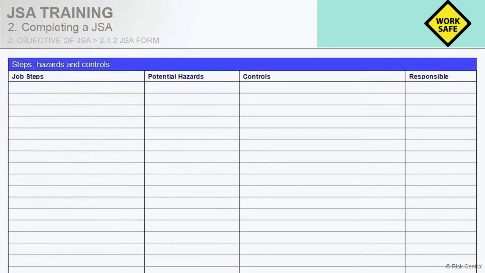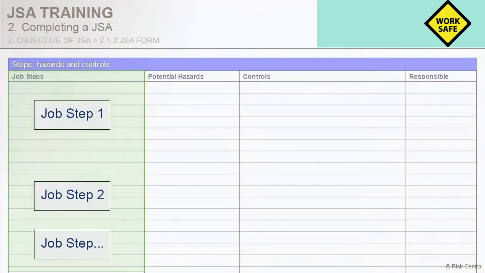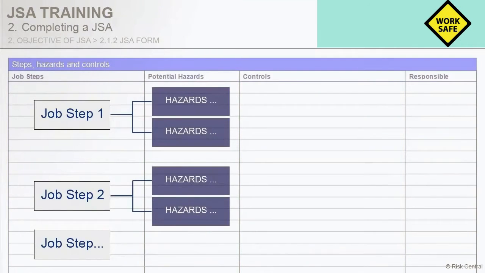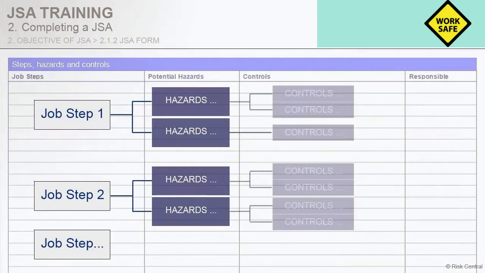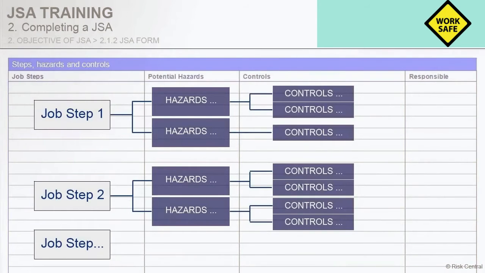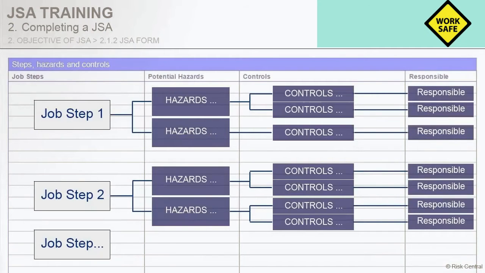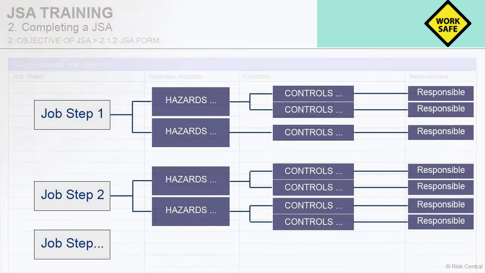The basic JSA form has 4 key columns. In the left column, you list the sequences of basic steps of the job in the order in which they occur. The next column lists all hazards for each step. The next column lists the controls for each of the hazards to prevent accidents occurring, and the right column lists the person responsible for making sure that the control is put in place properly.